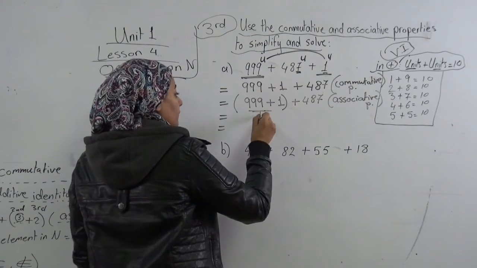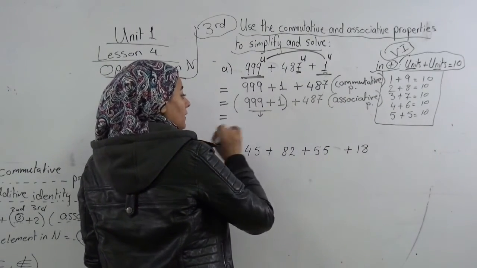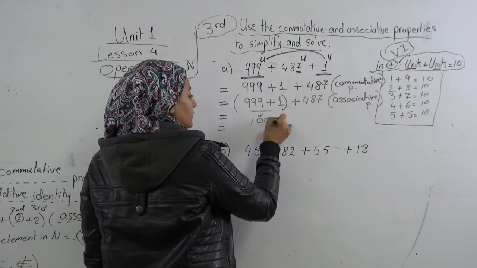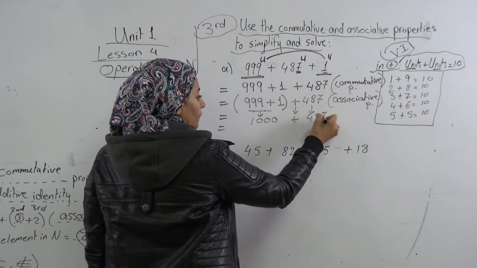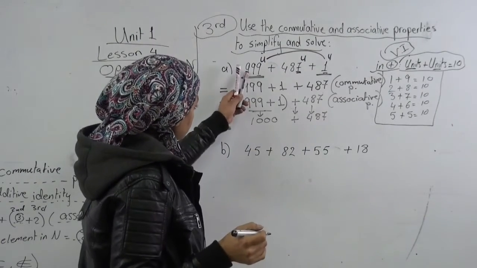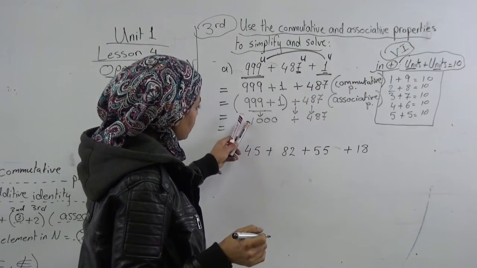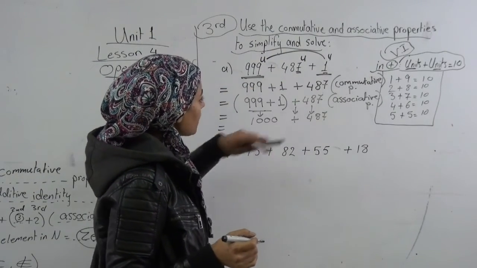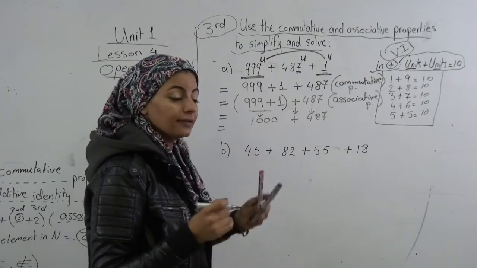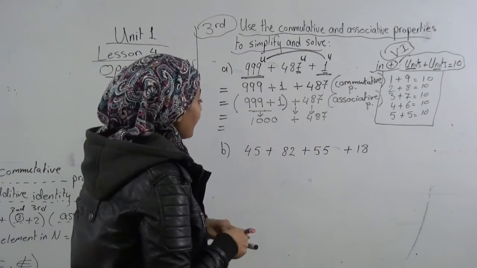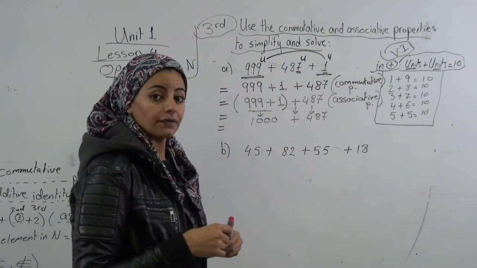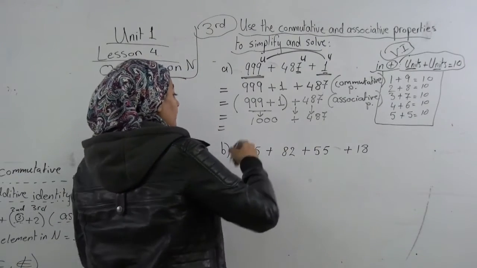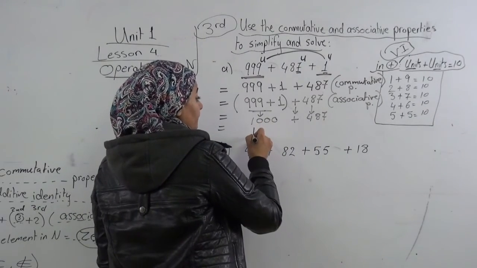So the third line, we are going to solve this on the calculator. It will give me 1000, and then don't forget to take these down. Like this, look. This is equal to this, equal to this, equal to this. Like this, it needs time to solve. But when we created more zeros, I can solve this without a calculator. It will be 1487. This is the meaning of using commutative and associative properties to simplify, then solve.